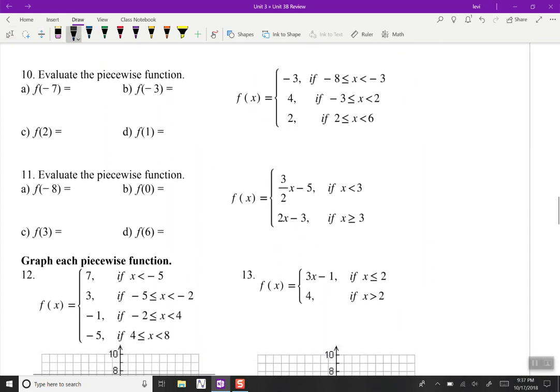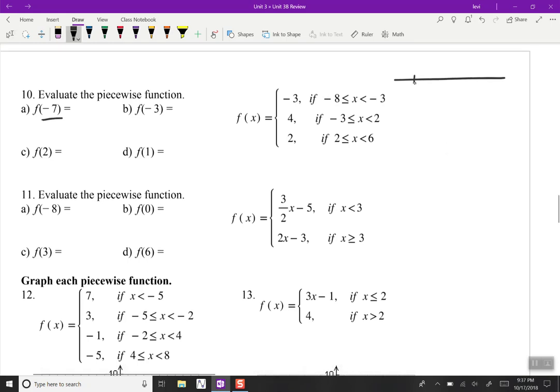Evaluating the piecewise functions. So -7, f of -7. So our constraints here tell us where to go. And if we were to graph this, this is saying x values that are greater than or equal to -8 and less than -3. So we'd have -8 and -3. We're greater than or equal to -8, so that would be a closed circle going this way, and less than -3. Alright, so that's open circle going this way.